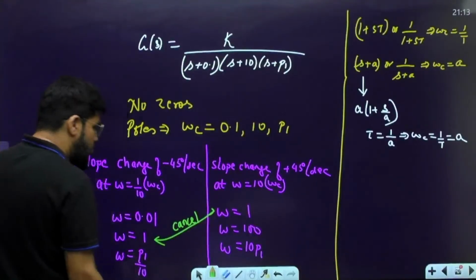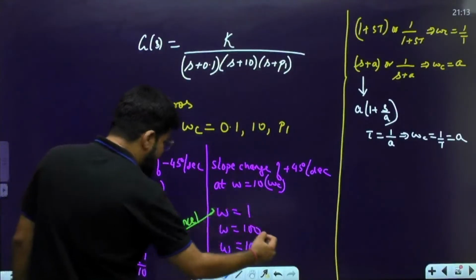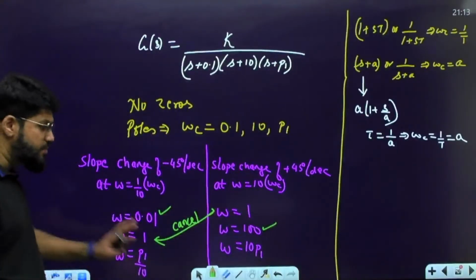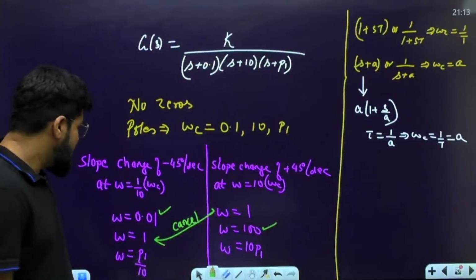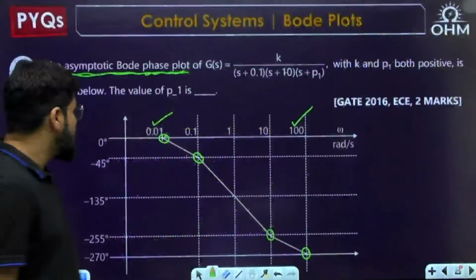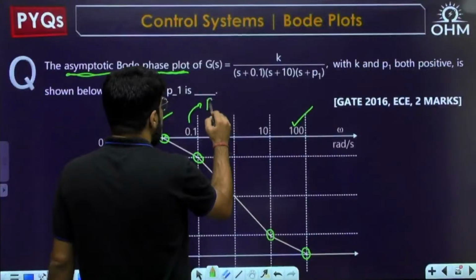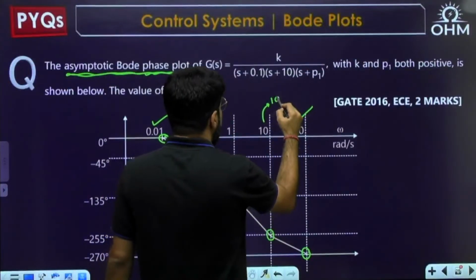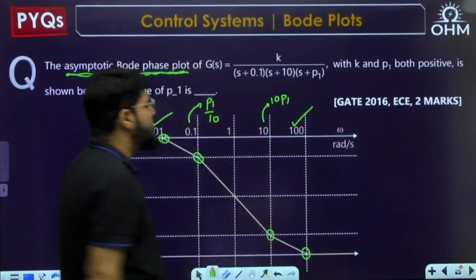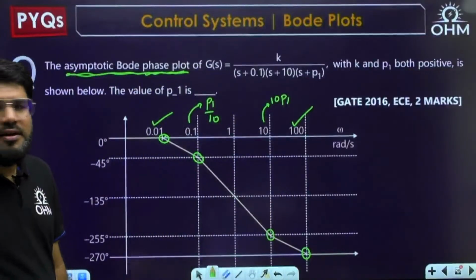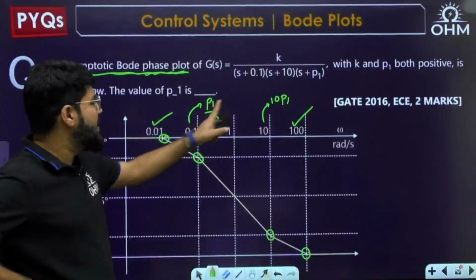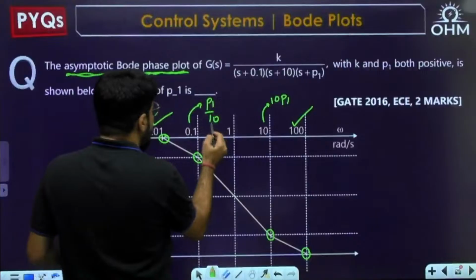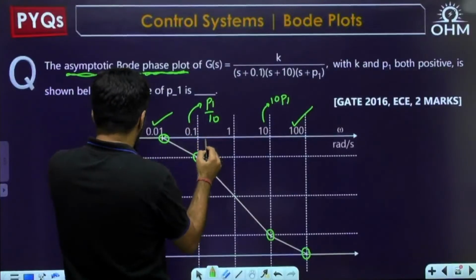So what are the other slope change points? 0.01 I have highlighted, 100 I have highlighted, 1 will be cancelled. P1 by 10 and 10 P1. This means P1 by 10 will come first, since it is smaller, and the other point should be 10 P1. From any of them you can find the value of P1. 0.01, P1 by 10, 10 P1 and 100. So from here P1 by 10 is 0.1. So what is P1?